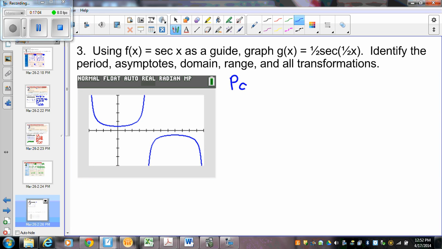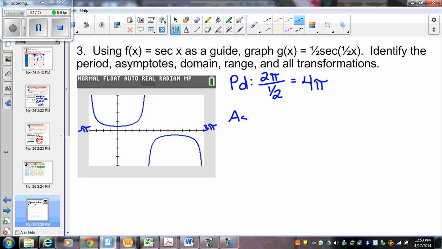So the period: since our period normally is 2 pi for secant, we would do it just like we would do the cosine graphs, and you take 2 pi divided by the coefficient in front of the x. So this period is now 4 pi, which makes sense because if this is -pi over here and this is 3 pi over here, that is a total length of 4 pi units before we see one full upward parabola and one full downward parabola. We have to see one of each of those in order to make a full period.